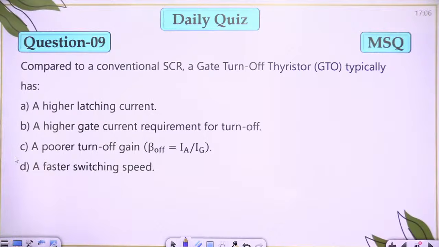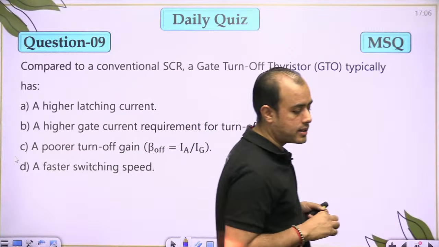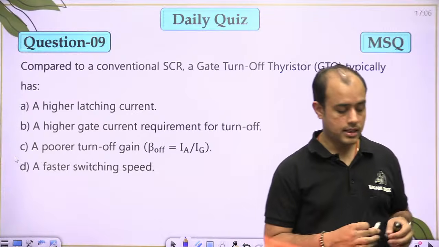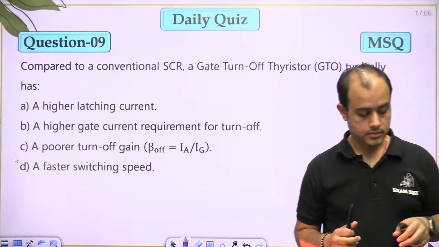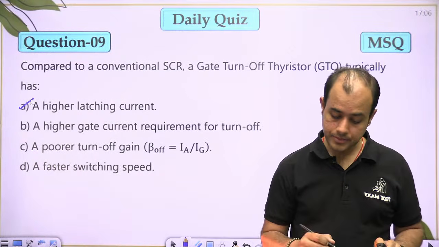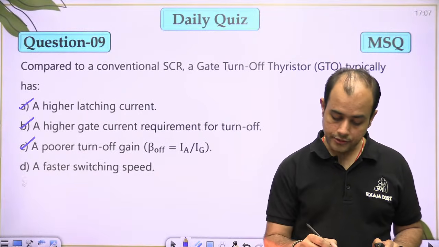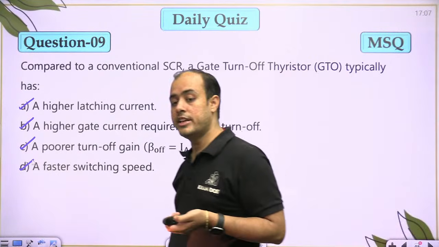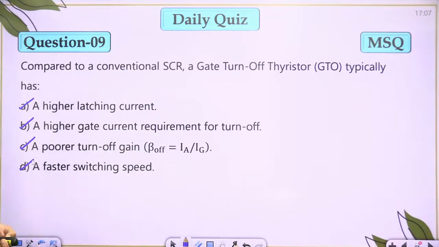Compared to conventional SCR, typically GTO has higher latching current, higher gate current, poor turn off gain, faster switching speed. Everything is correct. GTO will always be faster compared to SCR. SCR is the slowest. Okay.